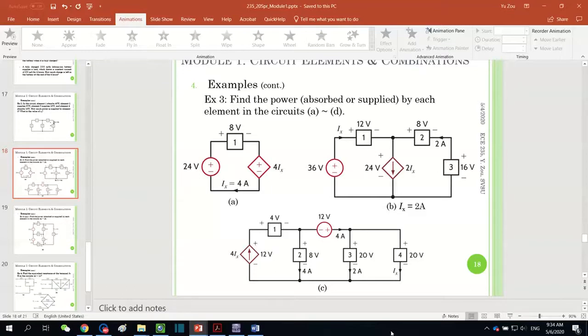Now let's take a look at the example 3. Find the power by each element in the circuit A through D. So here we are seeing A through C, and the D circuit is on next page. So let's go over the circuit A here. We are seeing 3 elements along one single loop. Okay? And along this loop, you have one unique current, Ix, 4 ampere. So we can tell easily that each element here has the same current of 4 ampere. Let's see how to find the power for each one of them.